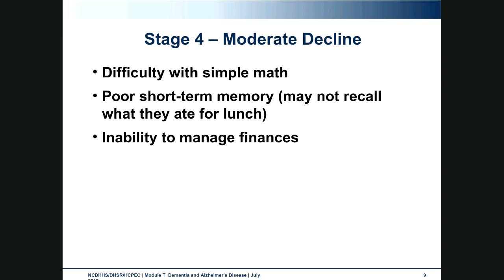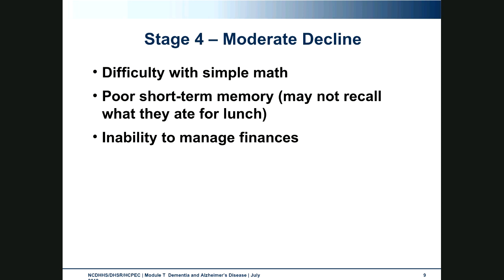Stage 4 is where things become more apparent. So they have difficulty doing simple math. And by simple math, it's like adding 2 and 3 together. Poor short-term memory becomes more apparent. They can't recall what they ate for lunch, or what was said just 5 minutes ago.